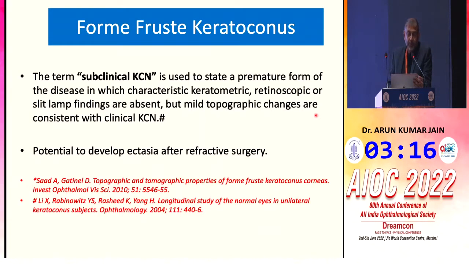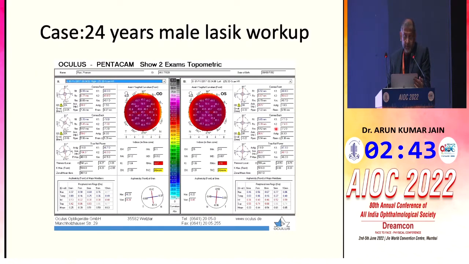So this is more important than overt keratoconus, because many of the cases which come for refractive surgery may have subclinical keratoconus, which is defined as a premature form of the disease in which characteristic keratometric, retinoscopic or slit lamp findings of keratoconus are absent, but there are mild topographic changes which are consistent with clinical keratoconus, and they have a potential to develop ectasia after the surgery if we are not careful about diagnosing.